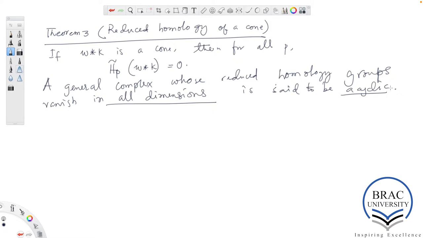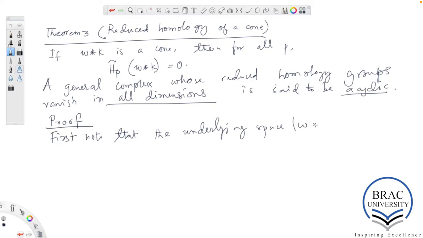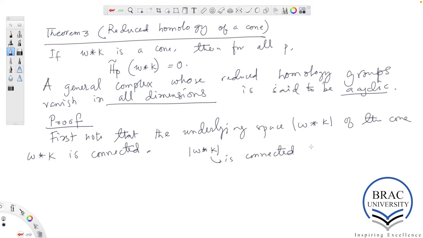Okay. So we need to prove it. First, note that the underlying space of the cone, mod W star K, is connected. In particular, mod W star K is connected even when K is disconnected, even when the underlying space of the complex K is disconnected.